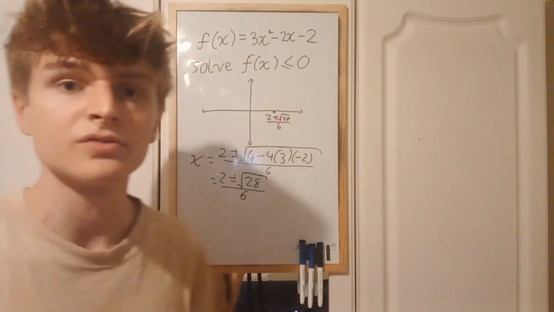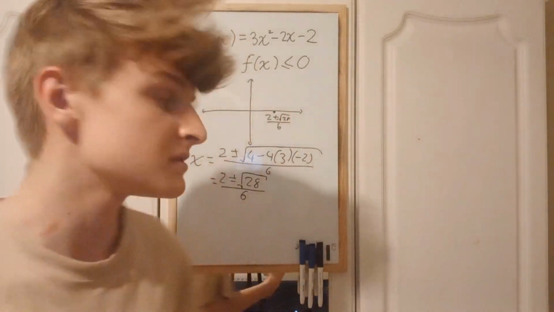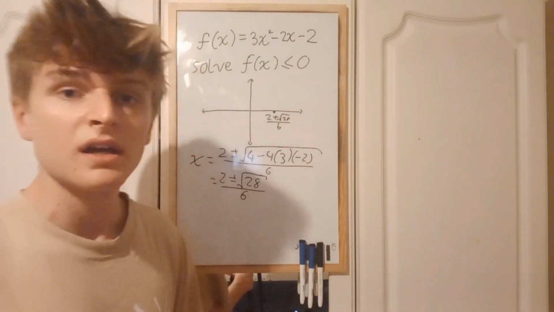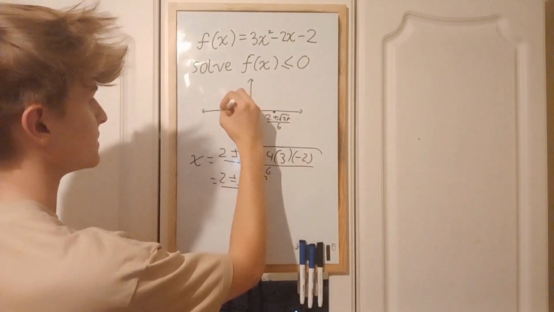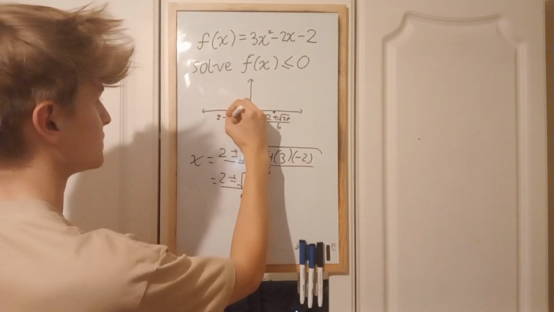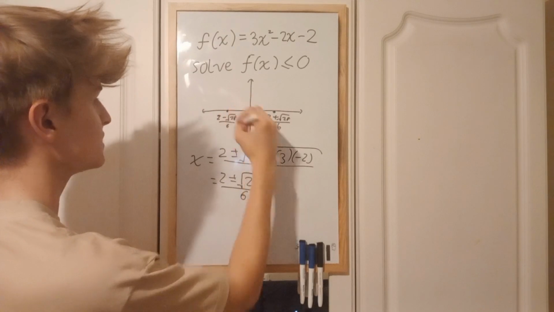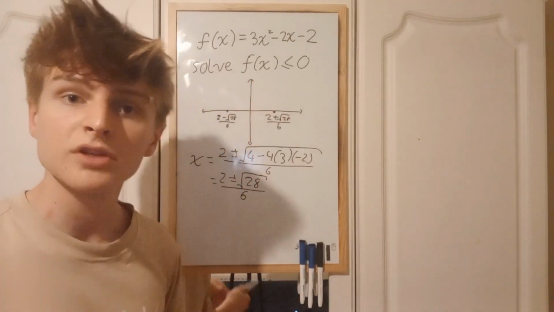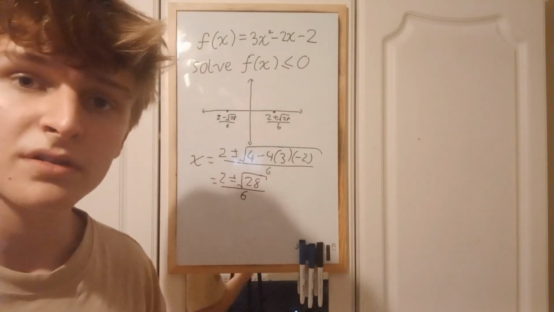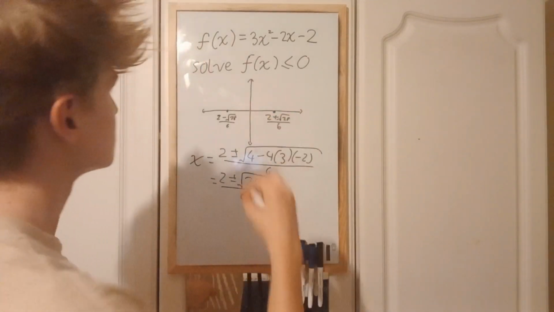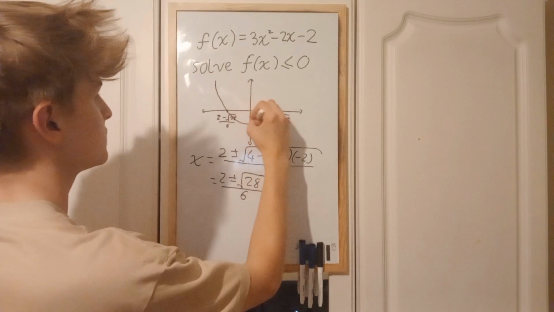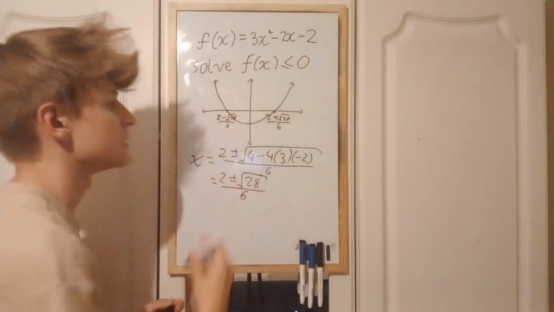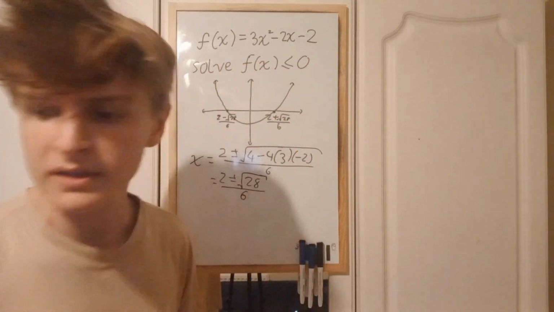And 2 minus root 28, because root 28 is bigger than 2, when you subtract it you get a negative number, and so this will be on the negative bit as well. 2 minus root 28 over 6. And now we can draw our graph, noticing this is a positive coefficient of x squared, quadratic, so we can just draw a big U. So let's draw a U. Right, and then I'm going to rub this bottom bit out again.